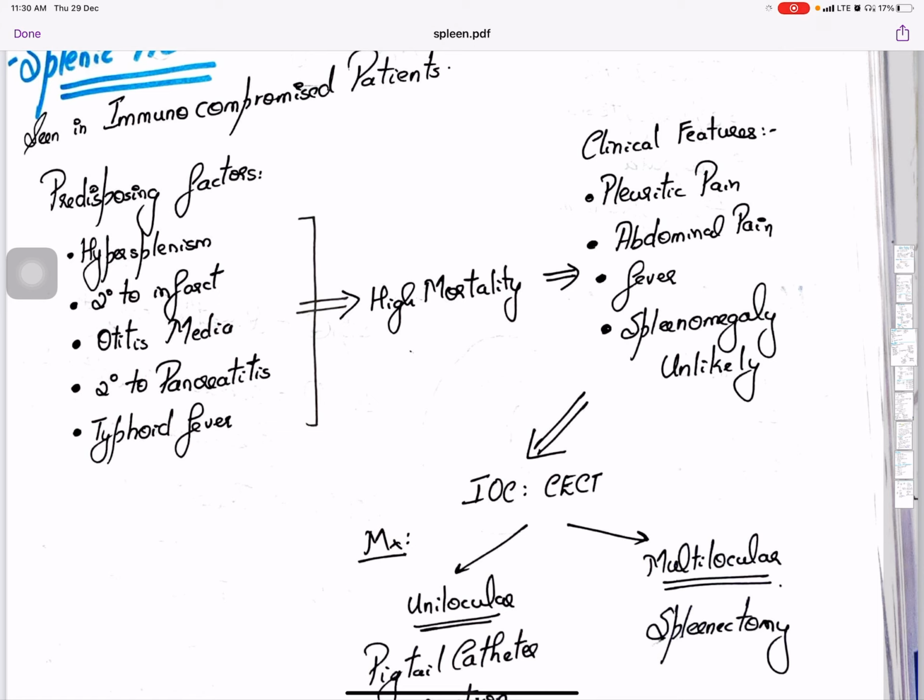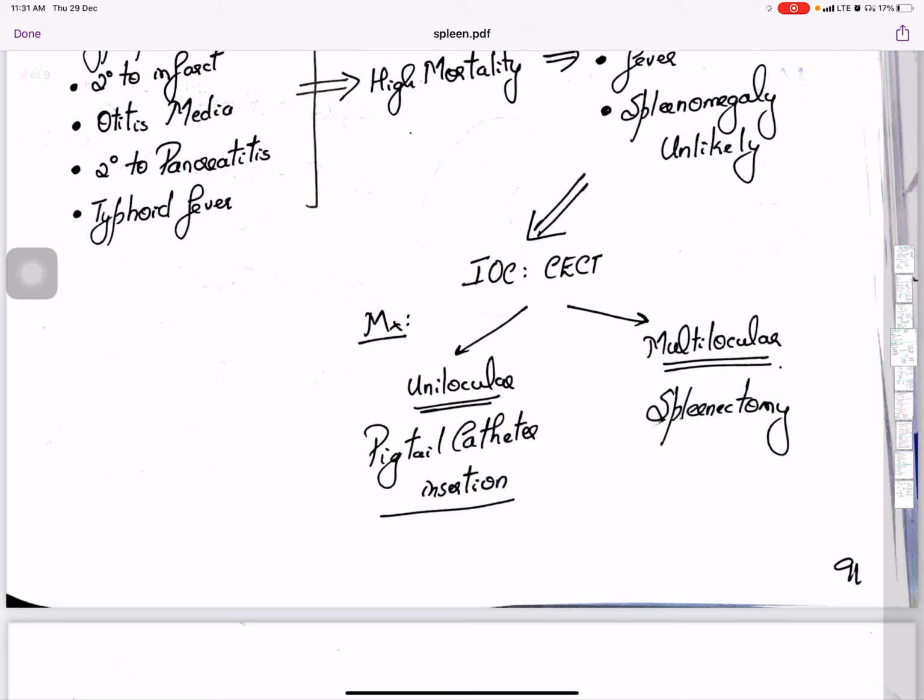It has high mortality and presents with abdominal pain, fever, and splenomegaly. Investigation: clinical features. The investigation of choice is CECT. If it is unilocular, then we do pigtail catheter insertion. If it's multilocular, we do splenectomy. Fine, done. So this is splenic abscess.